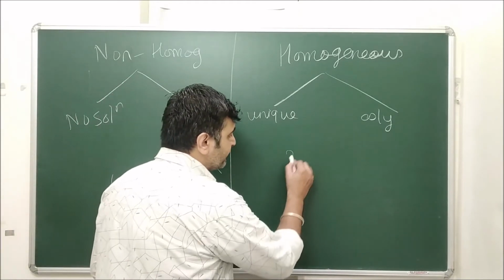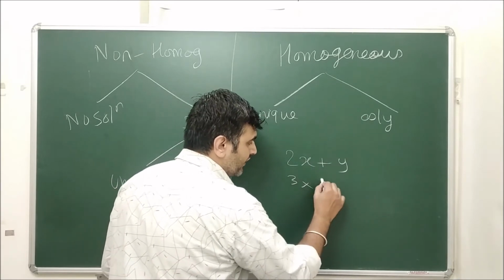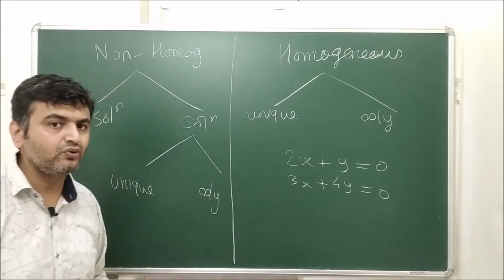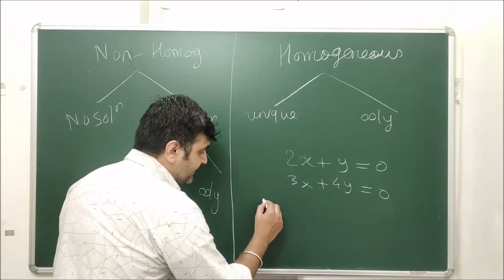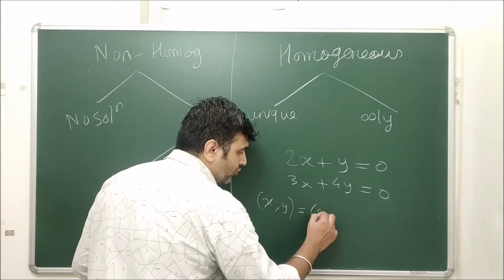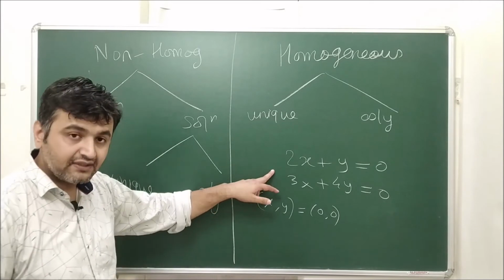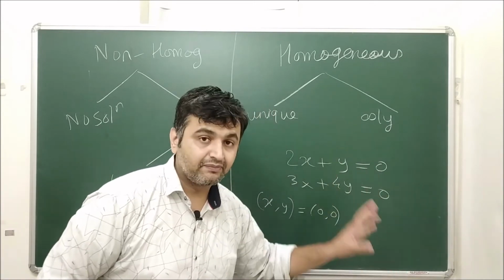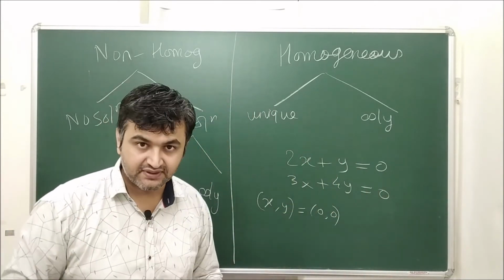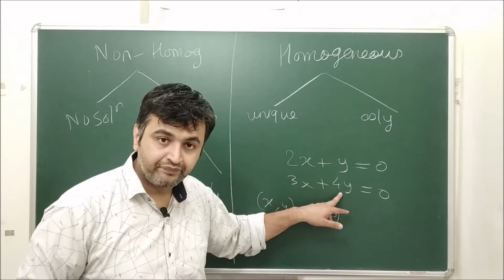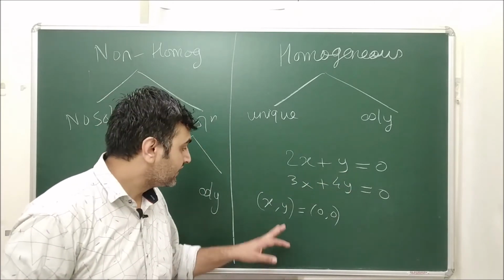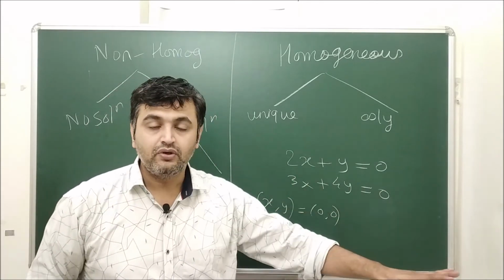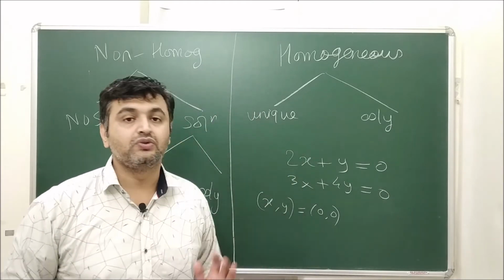Why so? Let me explain this with the help of an example. If you have 2x plus y equal to 0 and 3x plus 4y equal to 0, suppose this is a system of two linear equations. Now one can see that if you take x, y equal to 0, 0, then it will satisfy these equations. Because our right hand side is completely 0, there are no constant terms in the system. All the terms will have a variable. So whenever you have such a situation, when you take all the variables as 0, that will always form a solution to the system.